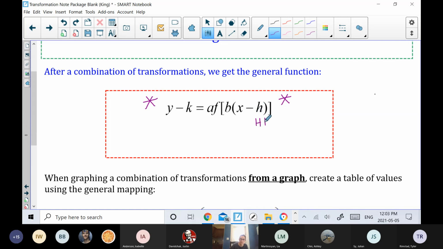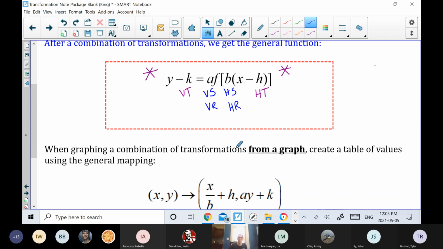The first class we did the horizontal translation, which was the H parameter. Remember, that was your horizontal translation. And we did the vertical translation, so the K parameter was the up and down. Then we did reflections and stretches. The A parameter was your vertical stretch, and it was a vertical reflection. And then your B parameter, that was your horizontal stretch, and if B was negative, that would be a horizontal reflection. So this is what the equation looks like after a function has undergone all 4 transformations.